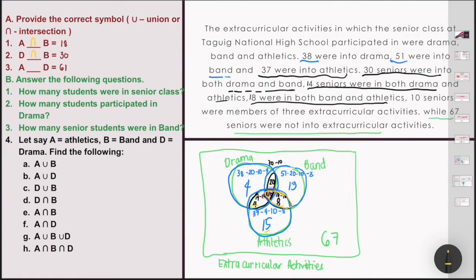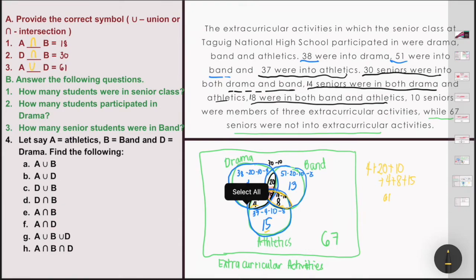So you have athletics and drama and 61. Let's make sure that if we add it all, the answer is 61. So for the drama, we have 4 plus 20 plus 10 plus 4 plus 8 plus 15. Let's try to add it all. 61. And the answer here is actually 61. So meaning it's really the union of those two events.